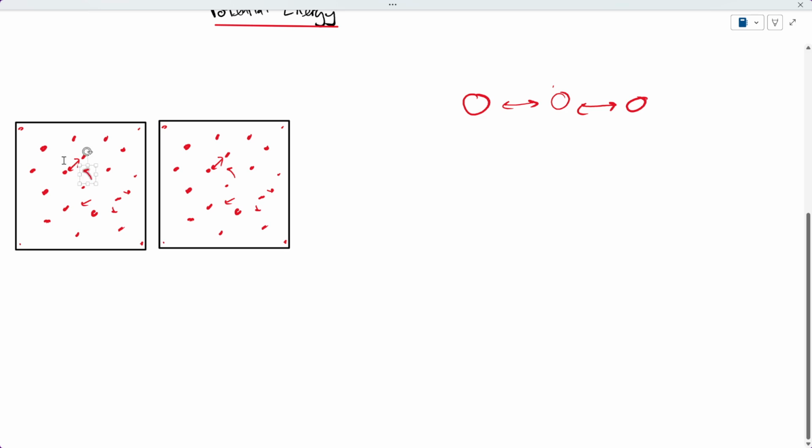Get rid of my little arrows. Whoops. Might have to... Oh no, that hasn't gone well for me at all.